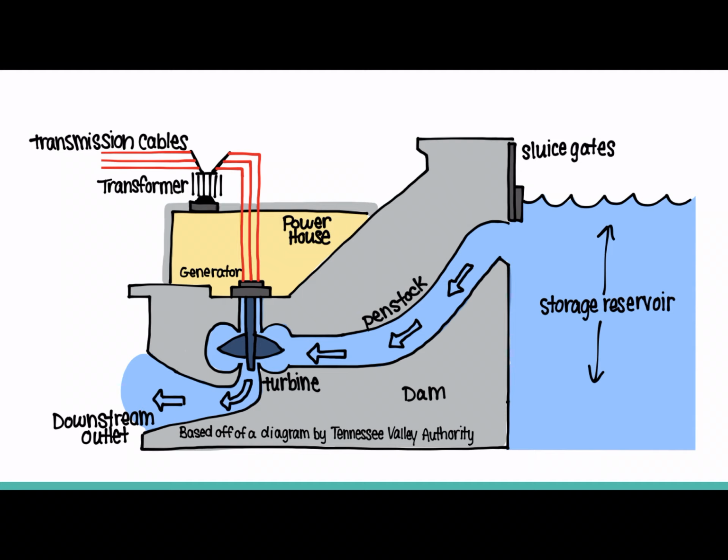Connected to the generator are power transmission cables. These cables take the potential energy to the transformer. The transformer changes the potential energy to a lower voltage, so it isn't too strong for the homes and businesses it will travel to. The transformer changes the voltage by following Ohm's law. The law states that V equals IR, or voltage equals electrical current times resistance.